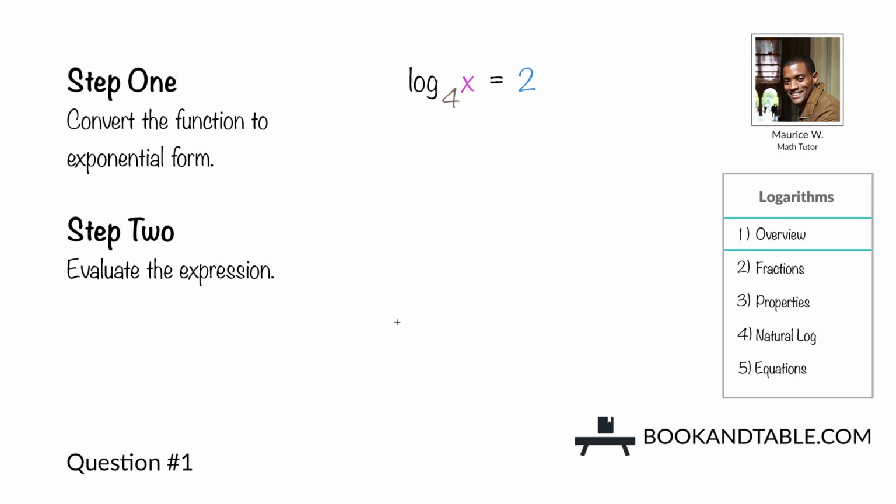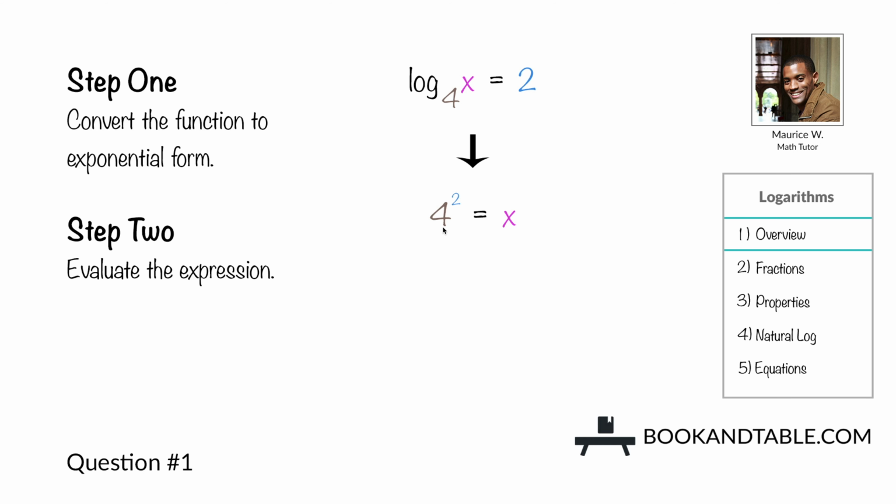Question number 1. We were given log of base 4 of x is equal to 2. So step 1, we want to convert the function to exponential form. So we take our base of 4, raise it to a power of 2, and set that equal to our argument x.